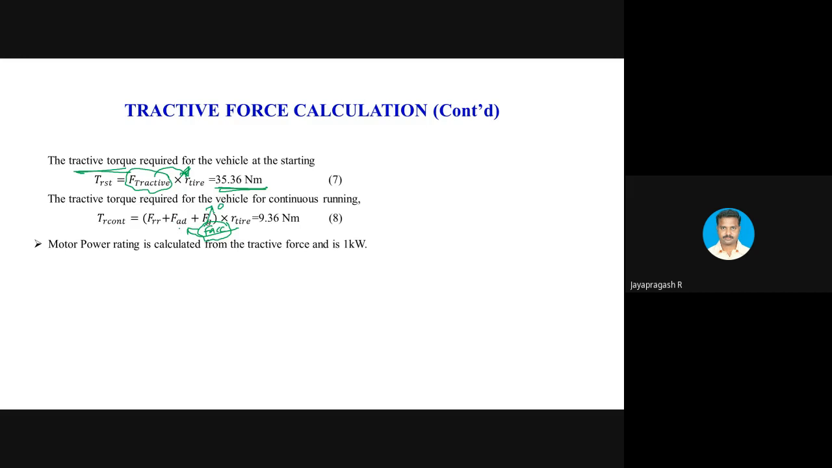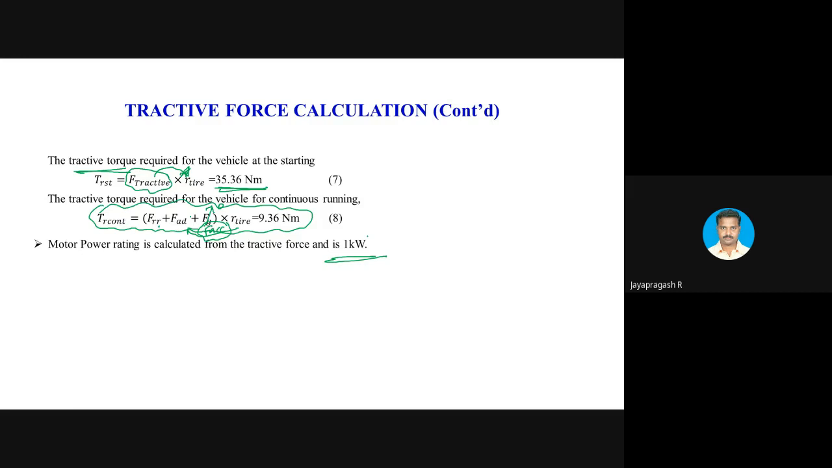You can consider only aerodynamic drag force and rolling resistance force to calculate the continuous torque required by an electric motor, which is used in electric powertrain applications. So the running torque is 9.36 Newton meter. Considering this, the motor power rating is fixed at 1 kilowatt. So now we fix the power rating of the machine, speed of the machine, torque, and all those things.